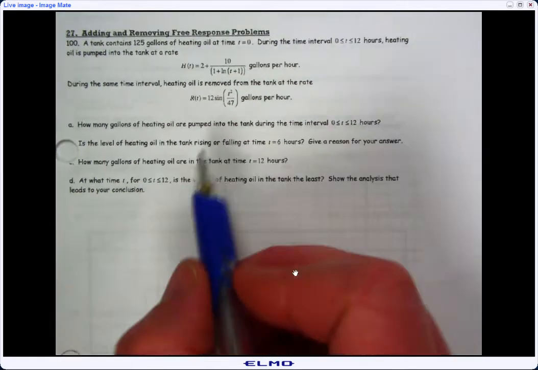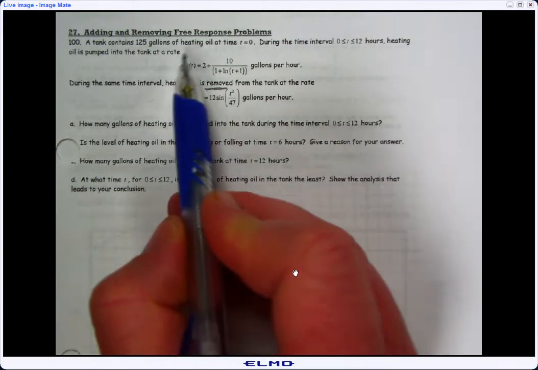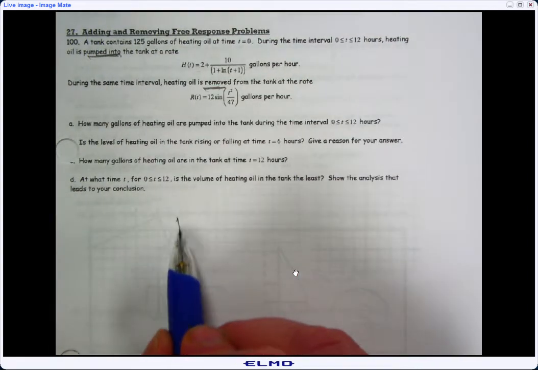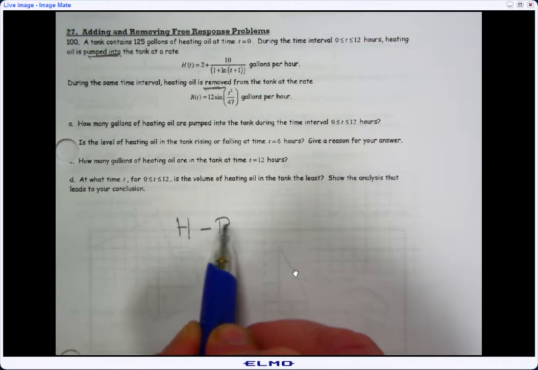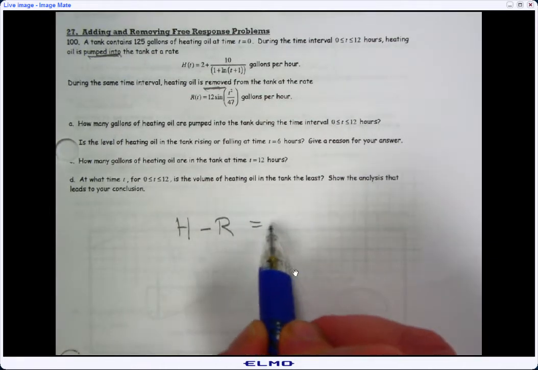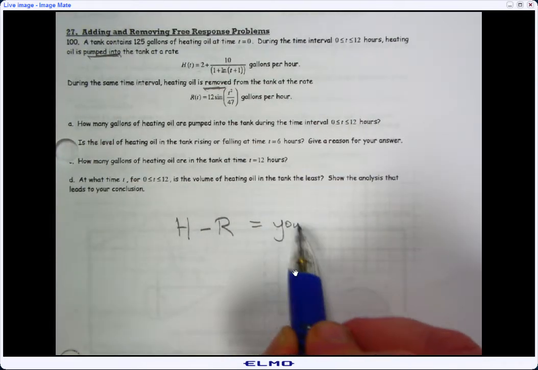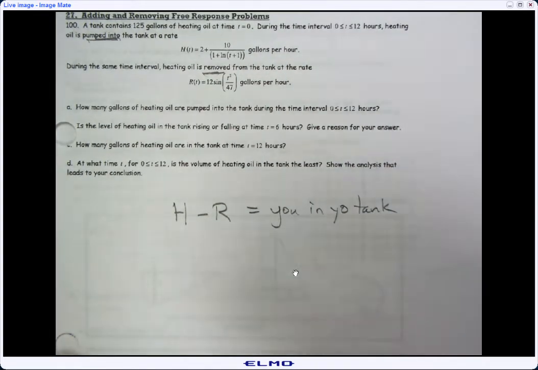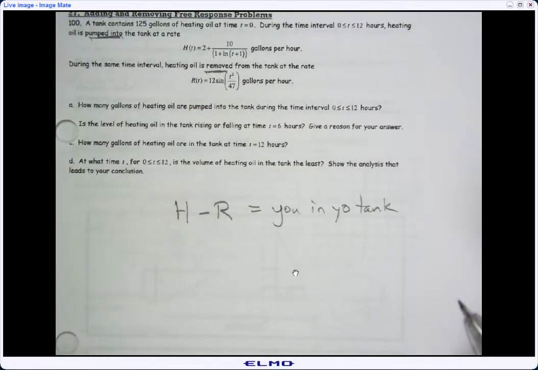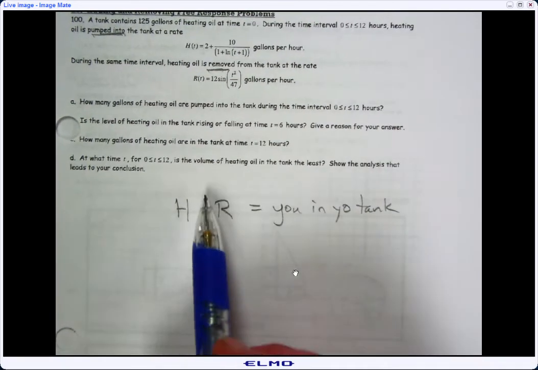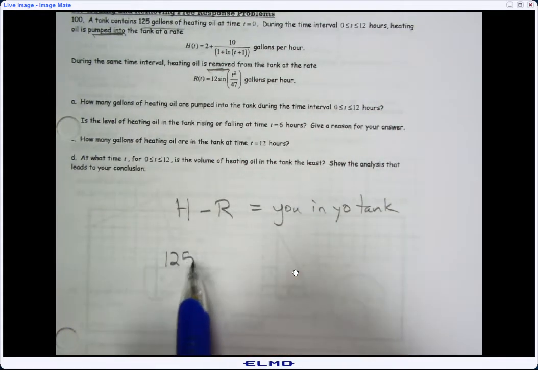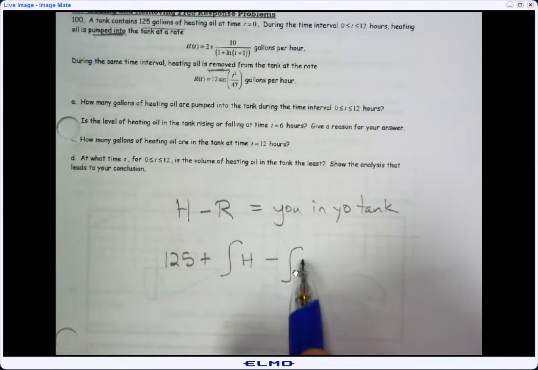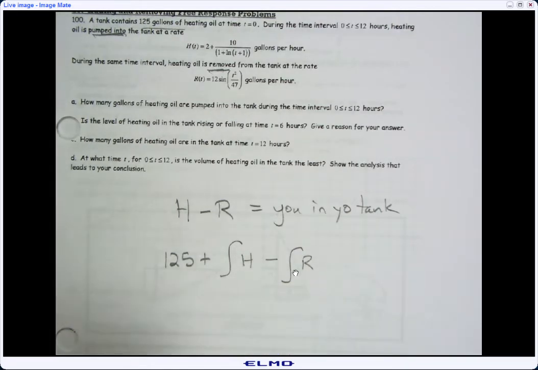The key is, if you know that this is a removal and this is an entry, the amount pumped in minus the amount removed is how much you have in your tank at any given time. You also have to figure out what you started with. So in this one, it has 125 gallons plus everything going in, oil in this case, minus everything going out, and that'll tell you where you're at. You can put that in one integral or two integrals, depending on how the information is given.